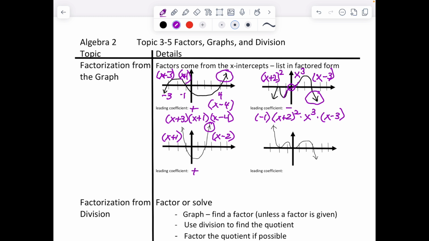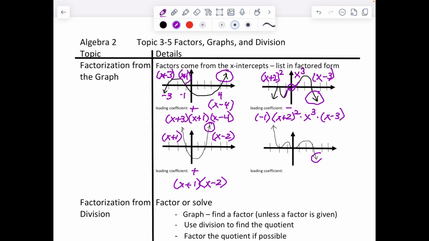It has to be odd when it goes through; it doesn't bounce. So my factorization will just be x plus 1 times x minus 2. The next one, notice that it starts up and ends down. That's going to be an odd function.